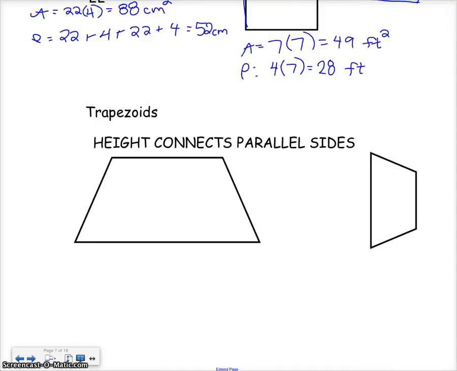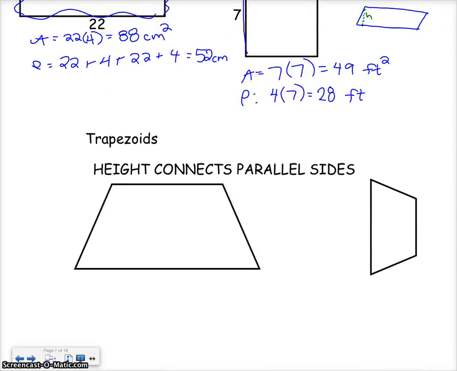Okay, trapezoids. Trapezoids is such a weird formula. It is base 1 plus base 2 in parentheses times the height of the trapezoid, then you divide it by 2. How you identify the height? Height always connects the parallel sides or bases. Height connects the 2 bases. The bases are parallel to each other. And height is always perpendicular. It always is standing up straight.